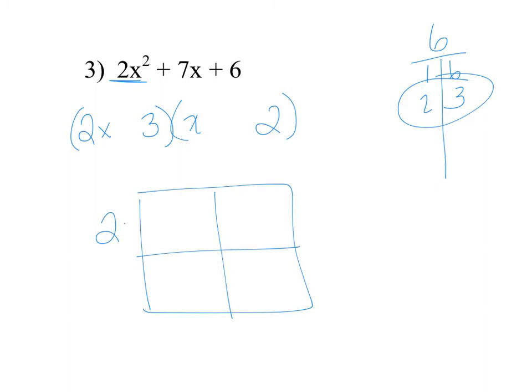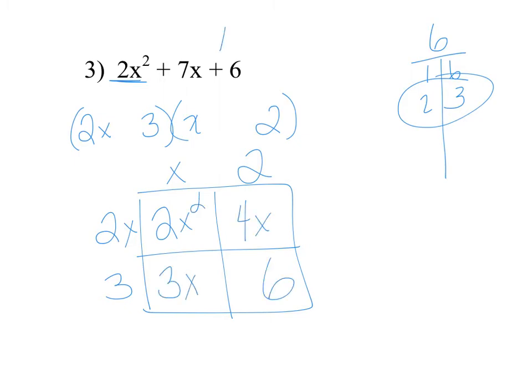So the check involves multiplying it back out. So 2x squared, 4x, 3x, and 6. Okay, it does have to be a positive 6, so that's good. 2 times 3 is a positive 6. And now these two guys have to add to a positive 7. Look, they already do, 4x and 3x. So their signs are good. Positive, positive. Done.